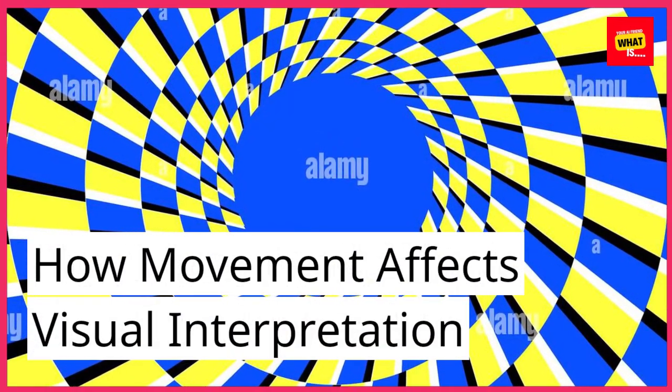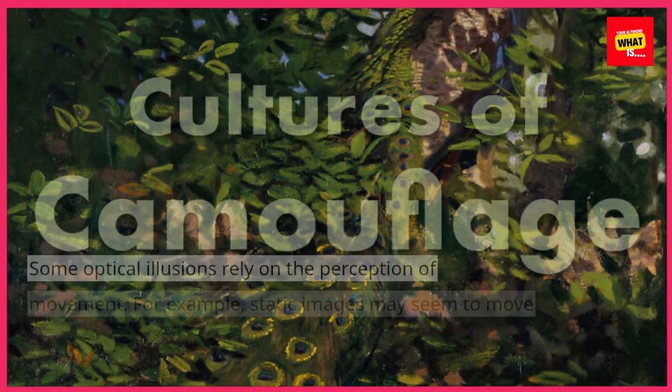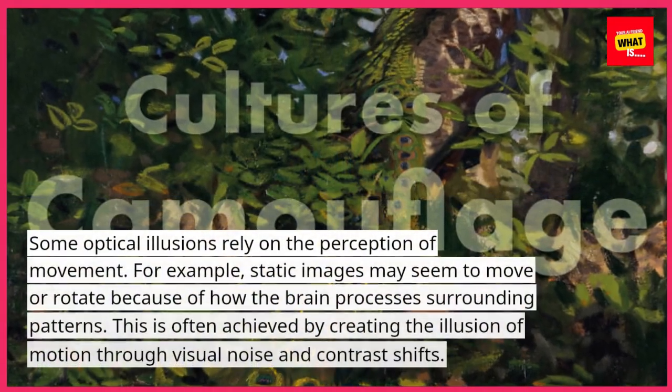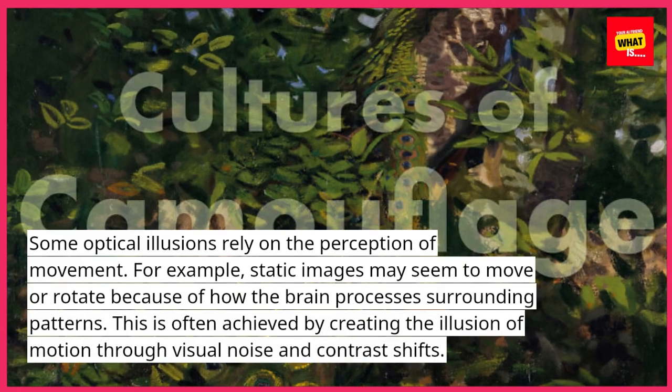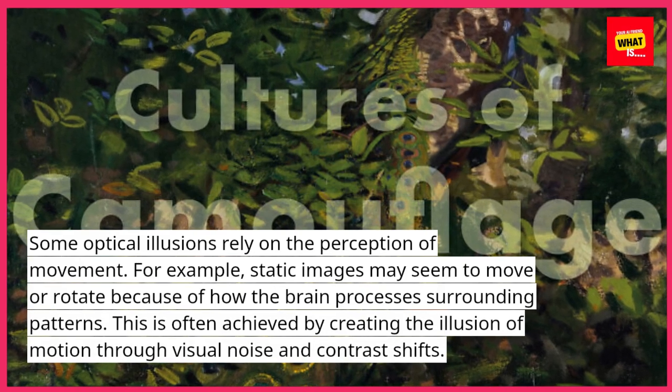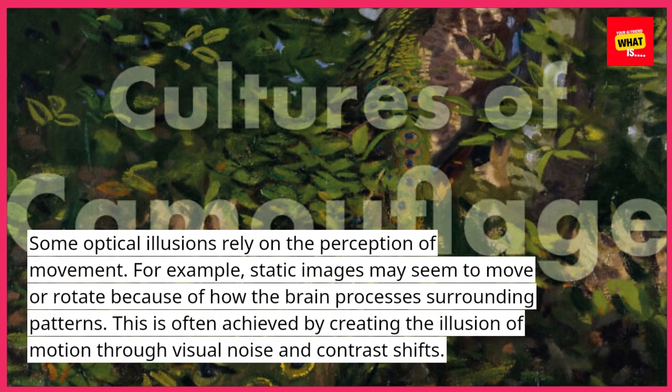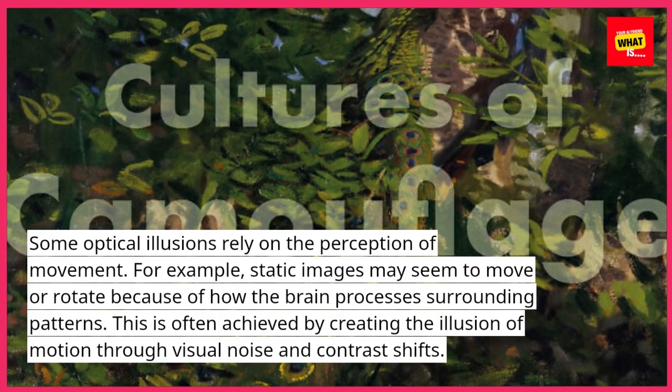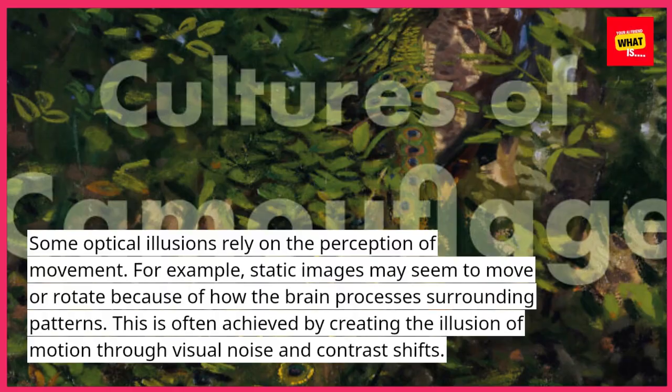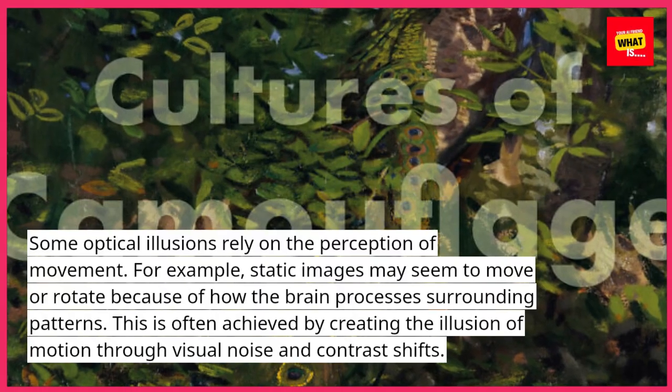How movement affects visual interpretation. Some optical illusions rely on the perception of movement. For example, static images may seem to move or rotate because of how the brain processes surrounding patterns. This is often achieved by creating the illusion of motion through visual noise and contrast shifts.